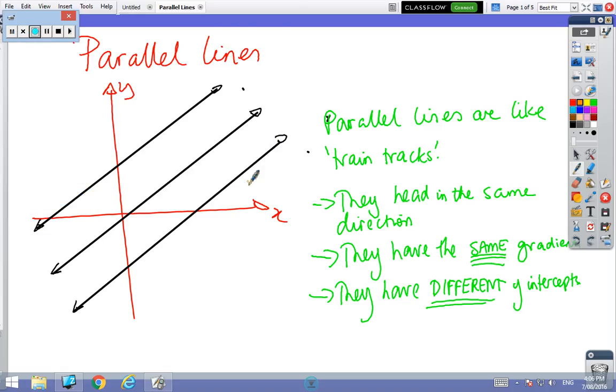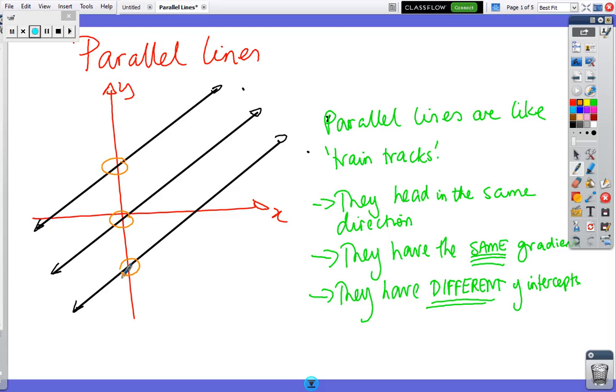Okay, so we're looking at parallel lines, which are straight lines, obviously. So I've got 3 black lines on the number plane there, and you could make them like train tracks. They all go in the same direction, and they have the same gradients, but they have different y-intercepts. Each of these has the same gradient, but the y-intercept can change. So parallel lines are like train tracks.